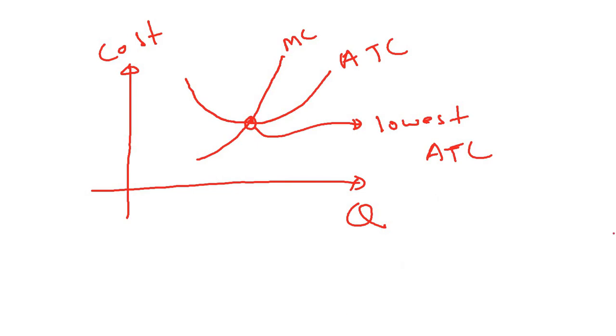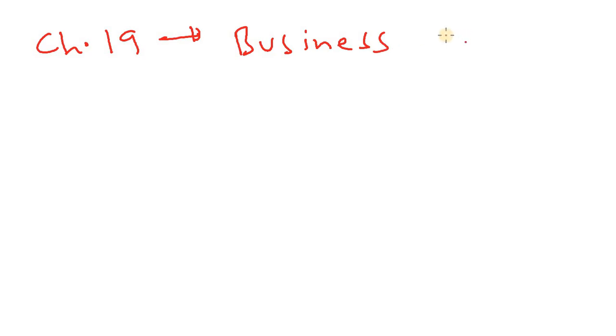Anyways, let's move on to the last discussion of today's class. Please go through the slides yourself. I'm just trying to cover the important topics. I'll leave the rest to you. Remember, the main focus of chapter 19 is business organizations. In chapter 18, we looked at households. In chapter 19, we are focusing on business firms or business organizations.